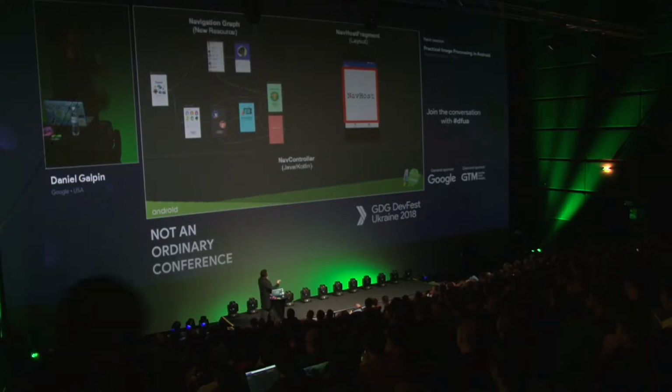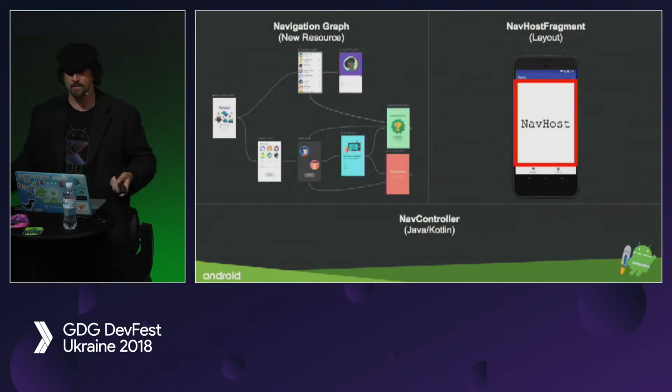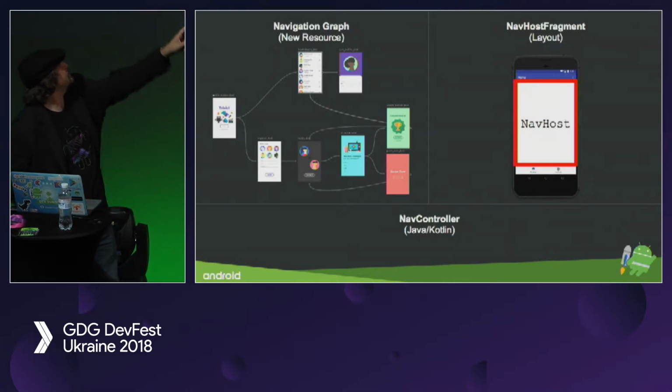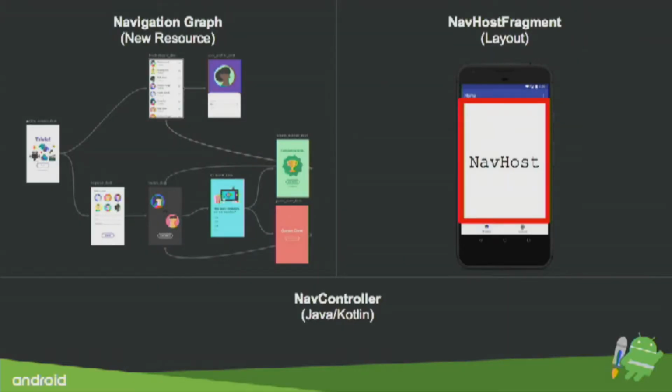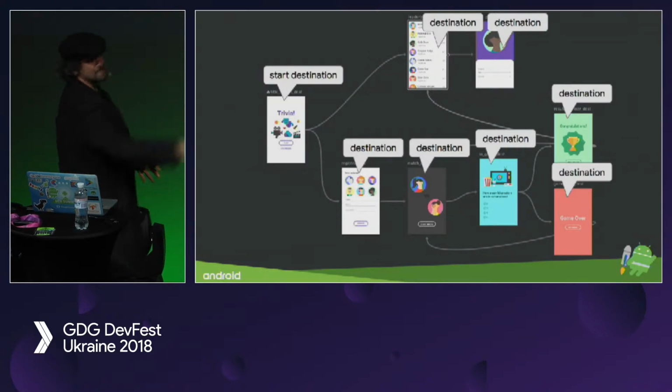So to use navigation, you'll need a navigation resource. This is an XML file that can be visualized as a navigation graph, and a layout element known as the nav host fragment. You'll usually add this to an activity layout file. Then this ultimately gives you access to the nav controller, which is what you use to actually control all of this.